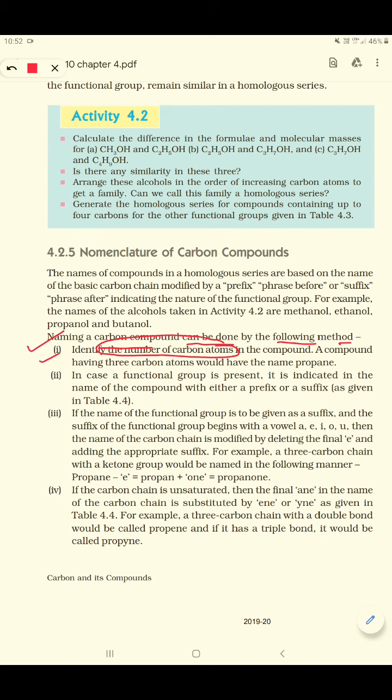Okay, if 3 carbon atoms are present in a chain, then prop will come. If 4, then but. If 5, pent. If 6, hex. If 7, hept. This way.